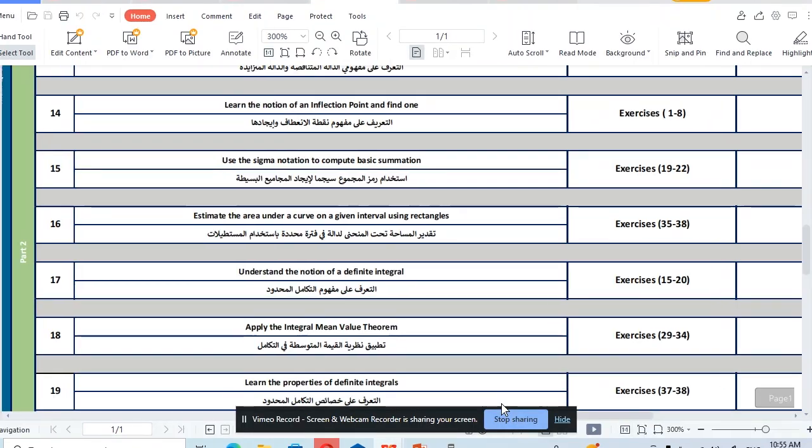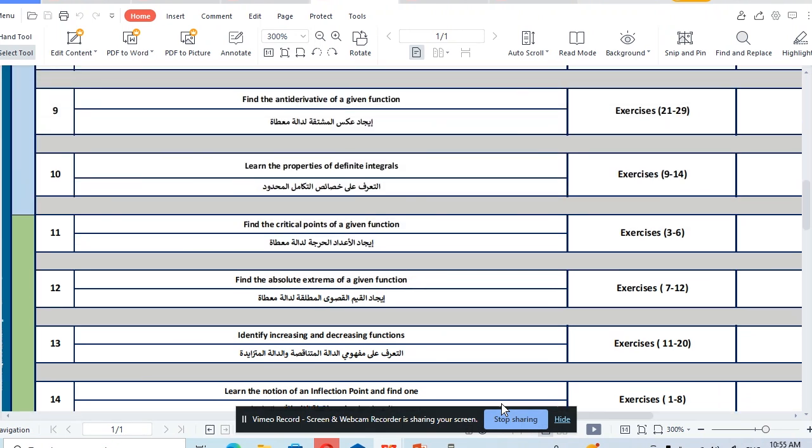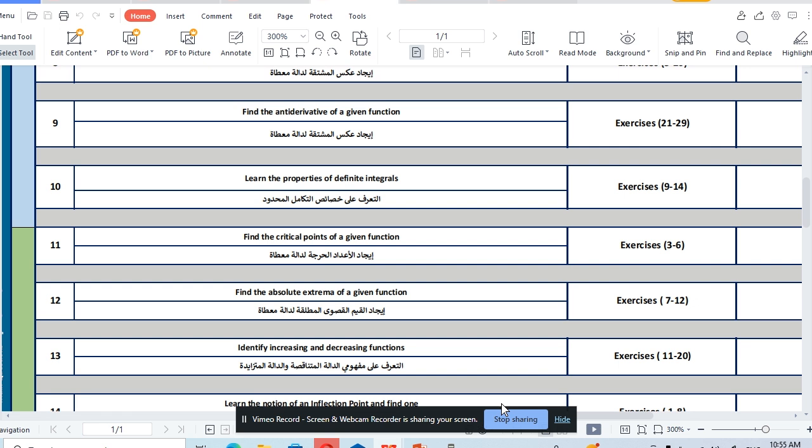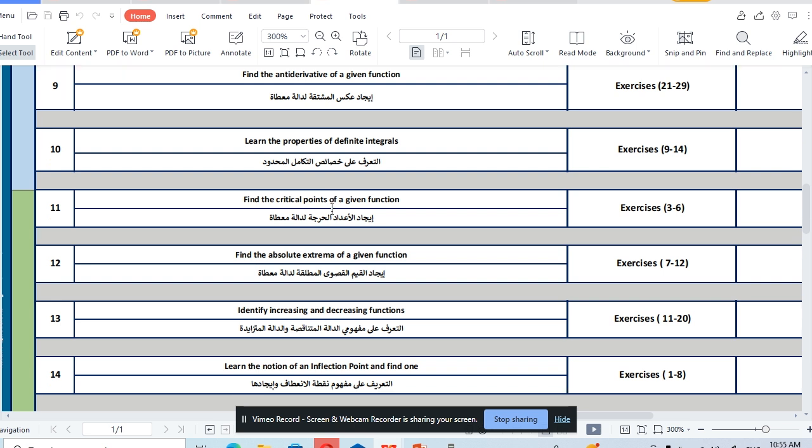Okay, so moving to the next part. In the previous part we finished part number 10, which is learning the properties of definite integration, then finding the critical points. Now for parts 11 and 12 we already solved these questions before. You can find them in question 2, parts 2 and 3, questions from 7 to 22.